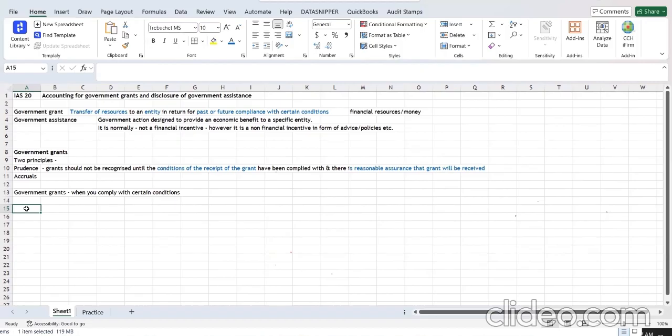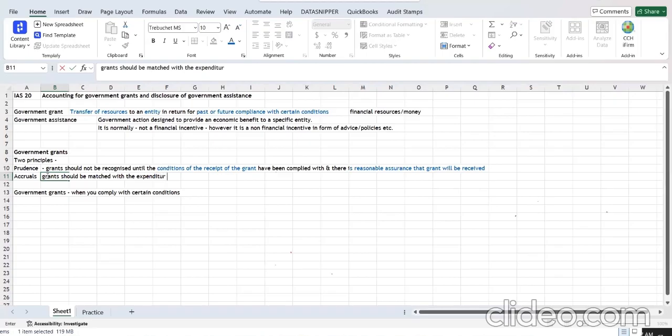And now we are going to study the accruals concept. What does the accruals concept say for the recognition of your grants? The accruals concept says that the grants should be matched with the expenditure towards which they are intended to contribute, right? So this is simple.